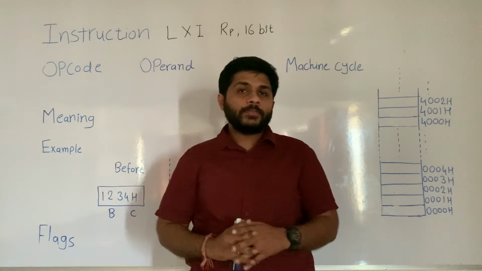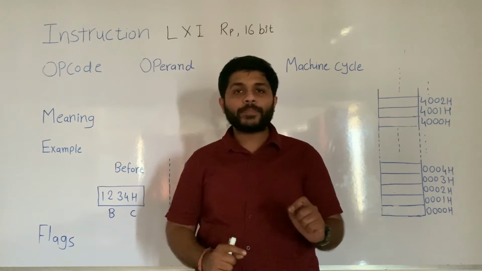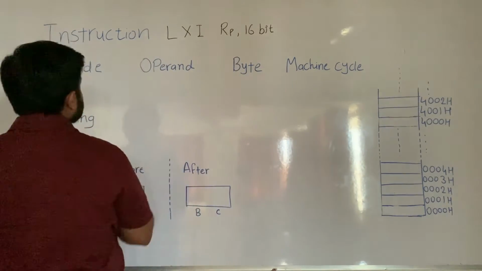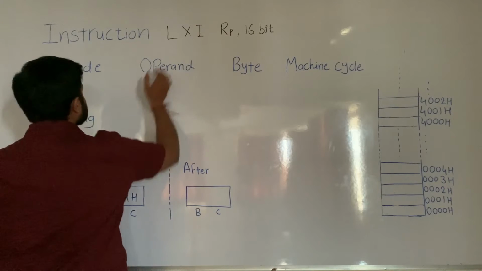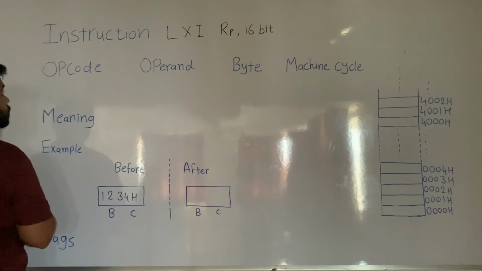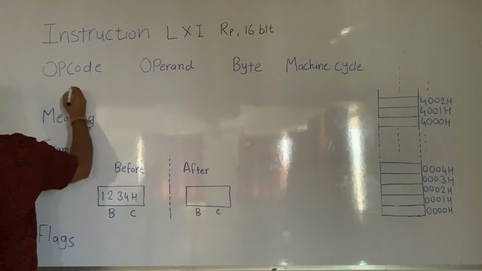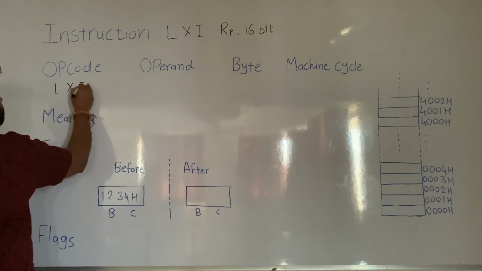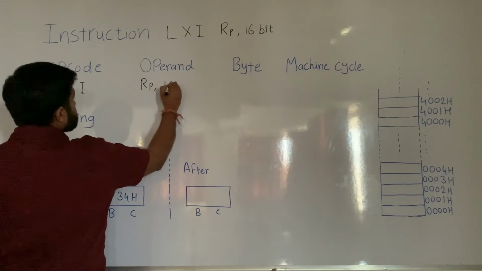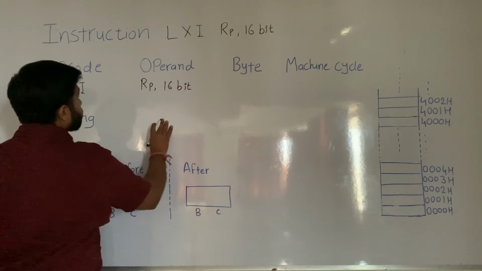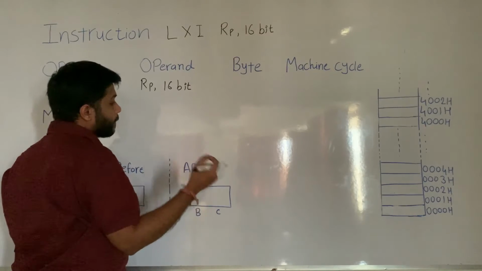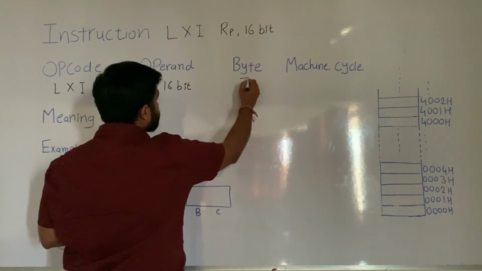Okay, now let's see the instruction LXI register pair, 16-bit. In this instruction, you can see that the first portion is the opcode, which is LXI, and the remaining portion is the operand. So the opcode is LXI, and the operand is the register pair, 16-bit. You can see that a 16-bit value is present in this instruction. It means this instruction is of 3 bytes.